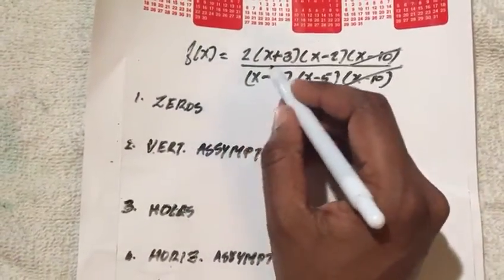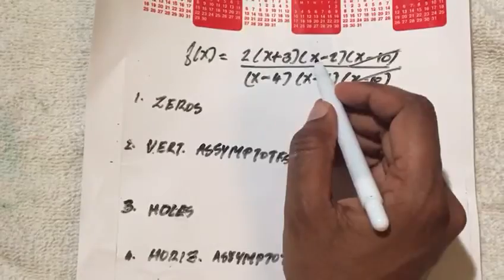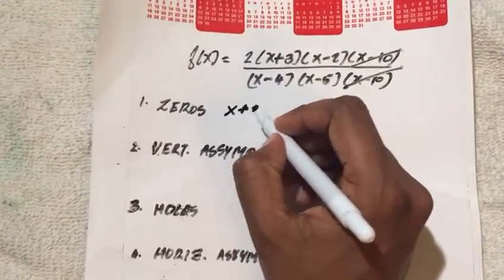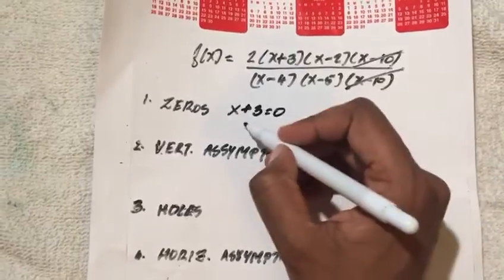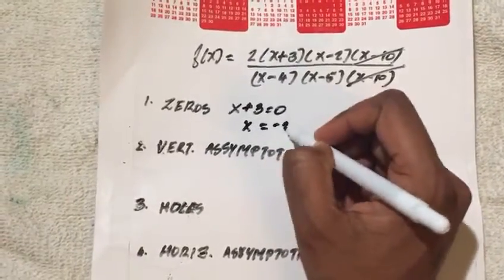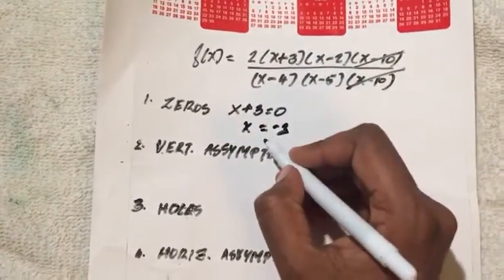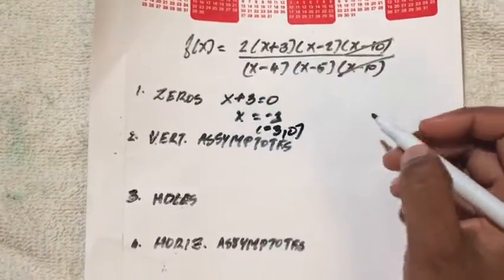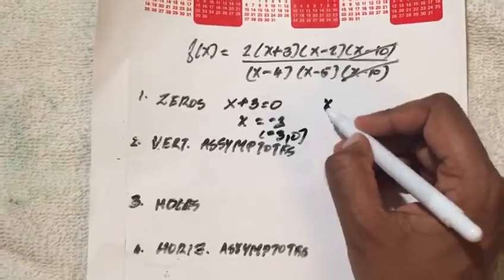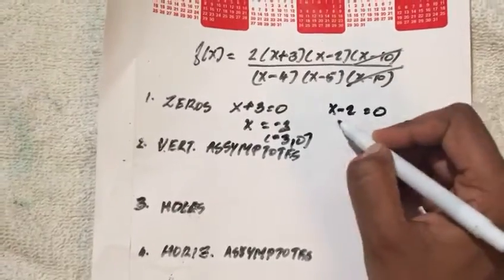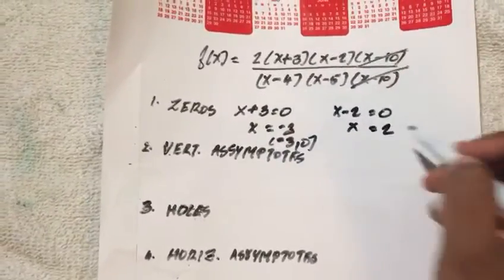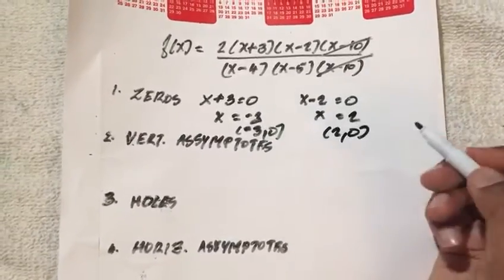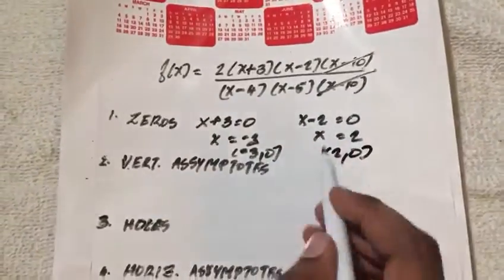To find the zeros, you set the terms in the numerator to 0. So x + 3 = 0. When you solve this, you get x = −3, and so the first zero is (−3, 0). The second term in the numerator is x − 2 = 0. When you solve, you get x = 2, so the second zero is (2, 0). And so those are your zeros.